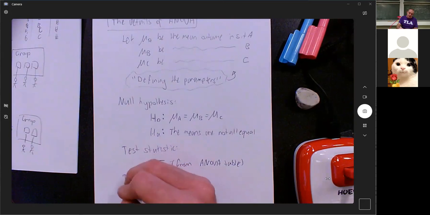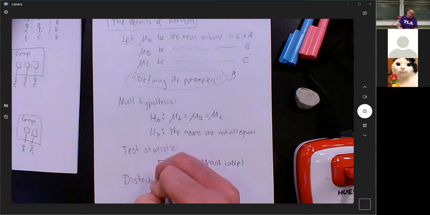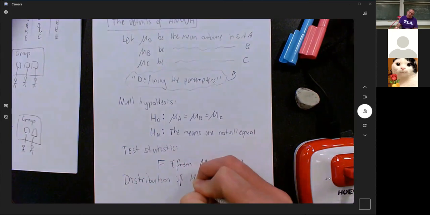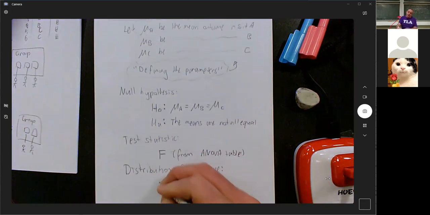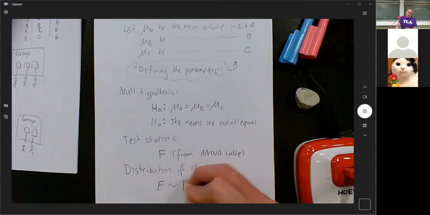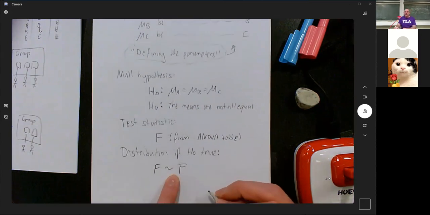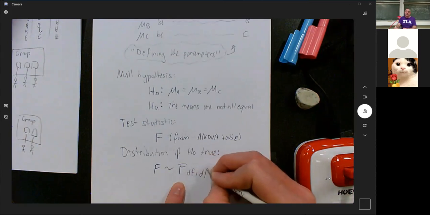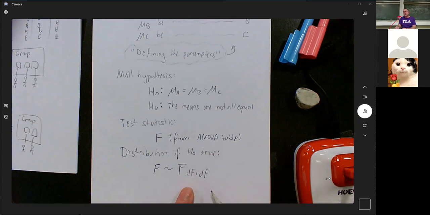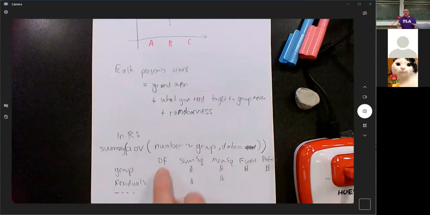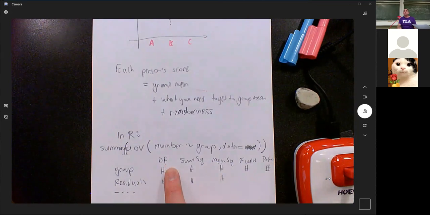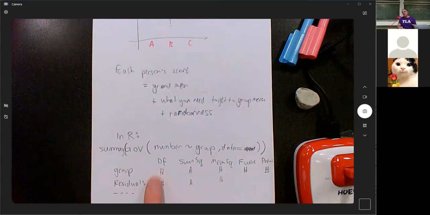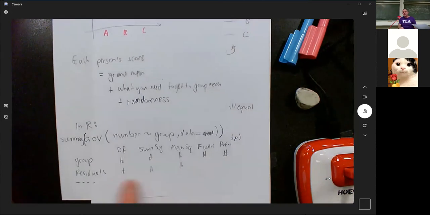And so you say the distribution, if the null hypothesis is true, F is distributed according to an F distribution, and there will be two numbers in these positions here. They are called degrees of freedom. And these two degrees of freedom are listed in this ANOVA table under DF here. So the first number, the top number, is the one that goes first, and the bottom number is the one that goes second.